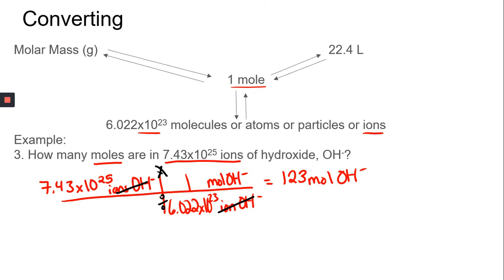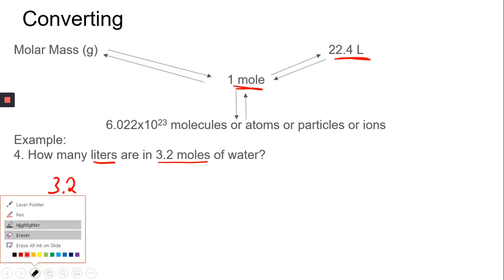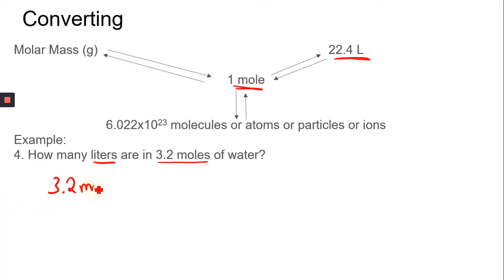All right, let's look at another one. How many liters are in 3.2 moles? So here we're starting at liters and trying to go to moles. So we're going to be using this relationship. So 3.2 moles, and then we know the formula for water is H2O. We bring our unit, mole, and our substance, water, to the bottom.